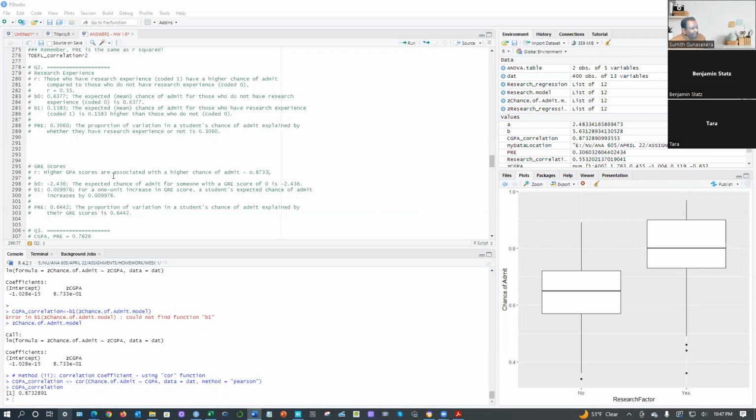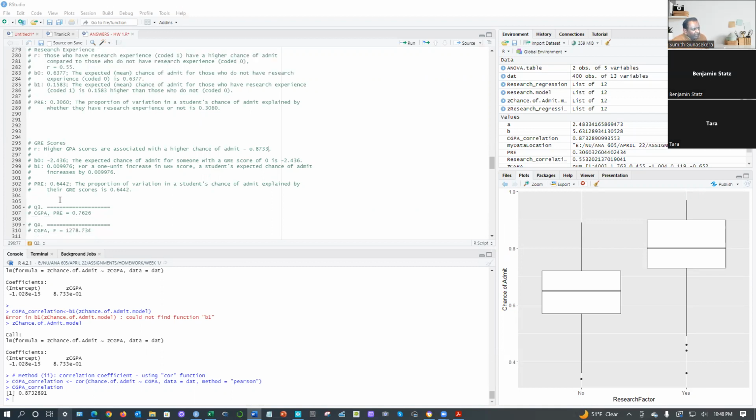Yeah, you can say the higher the GPA score, the higher the chance of admit to that school. See? The higher the GPA score, the higher the chance of admit. Okay? B naught is what? The expected chance of admit for someone with a GRE score of 0. What is the chance of admit? Negative value. We can tackle that one. Then B1 is what? For a 1 unit increase in the GRE score.